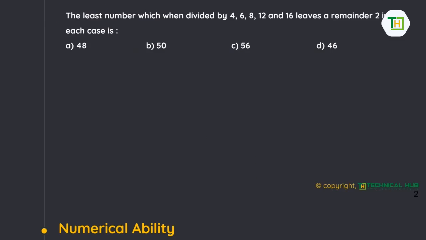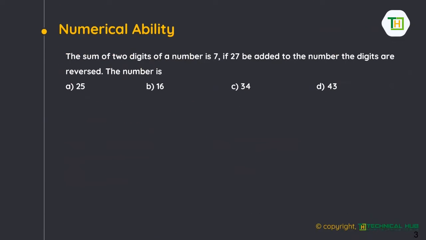Next question. Second one. The sum of the digits of a two-digit number is 7. Okay. Here, check each and every option.